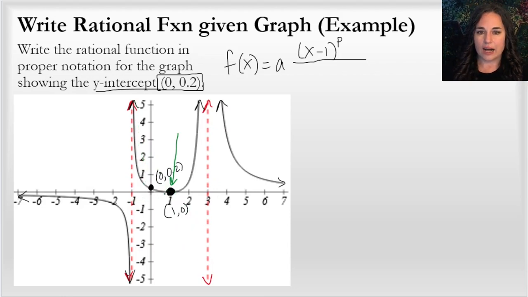If it passed through like a line, or maybe went through curvy, that would mean it's an odd power. But because it touches the x-axis, I know this is going to be an even power. So I'm going to guess that this power up here is a 2. The easiest, simplest guess here is 2. And then when we solve for a, I think that'll take care of it.